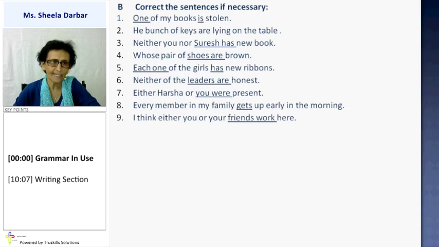9th sentence. I think either you or your friends work here. So, it is either you or your friends work here. So, because it is friends, plural, you're taking a singular verb. 10th sentence. Krupa as well as Rupa has succeeded. Now, as well as. So, here you have, if you say Krupa and Rupa have succeeded, in place of as well as, if you had written and, then have succeeded. But because it is as well as, we have written has.